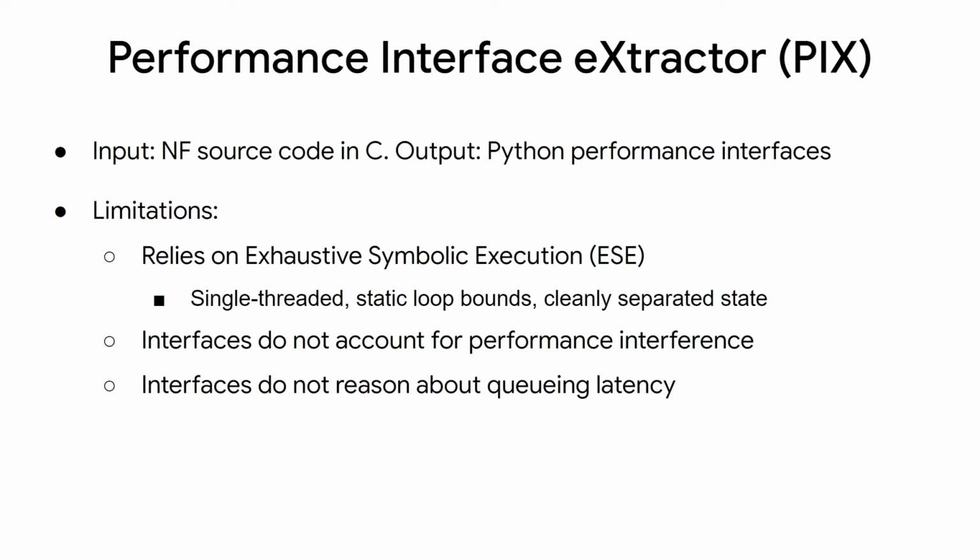Second, the performance interfaces extracted by PIX do not account for performance interference. We think that performance interference due to collocated programs is an orthogonal problem that needs to be solved by purpose-built tools. The idea of an interface is to tell you the performance of your code. Lastly, our current prototype does not reason about queuing latency. It only reasons about processing latency. This is because when you want to reason about queuing latency, you need to reason about more than one input at a time, which is something that exhaustive symbolic execution cannot do yet.